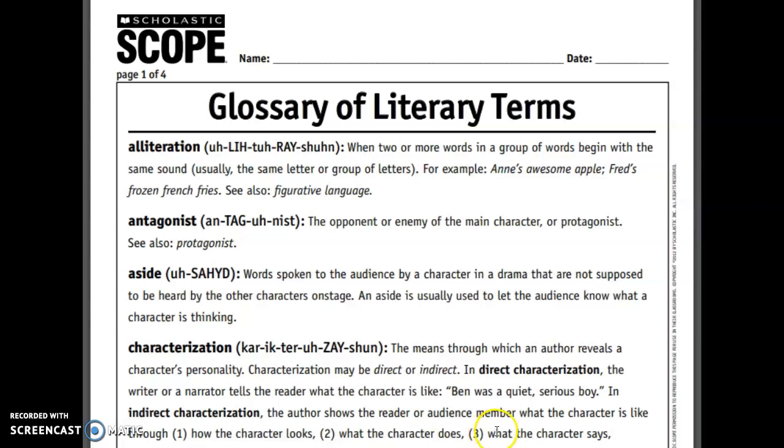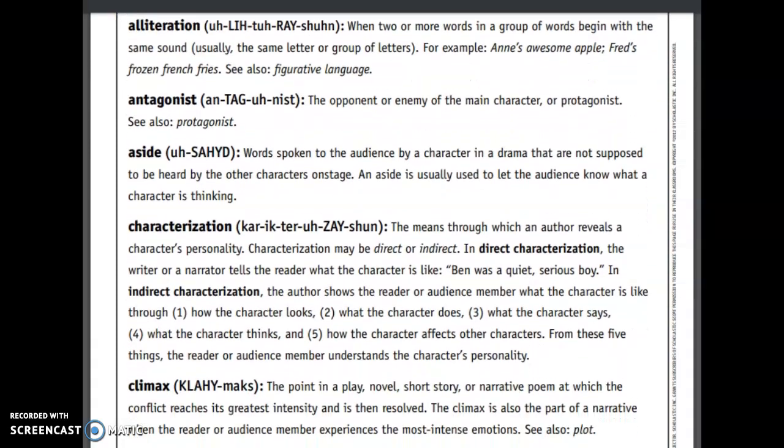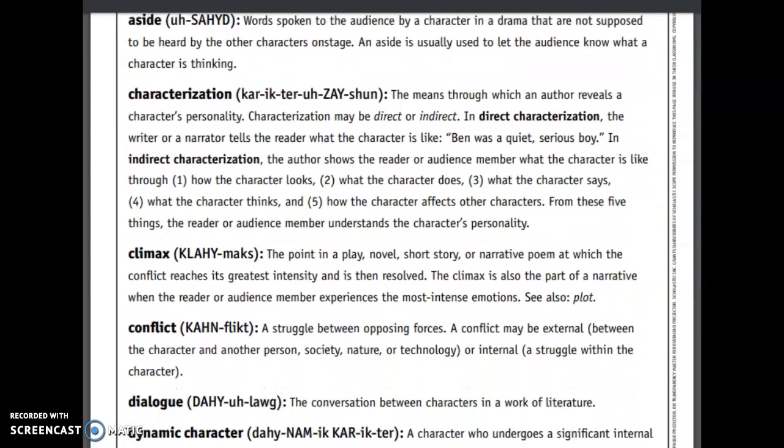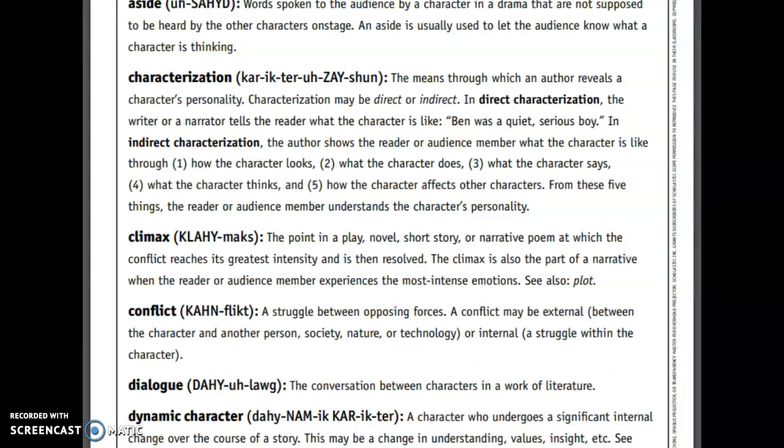The next term is characterization. This means through which an author reveals a character's personality. Characterization may be direct or indirect. In direct characterization, the writer or a narrator tells the reader what the character is like. Ben was a quiet, serious boy.